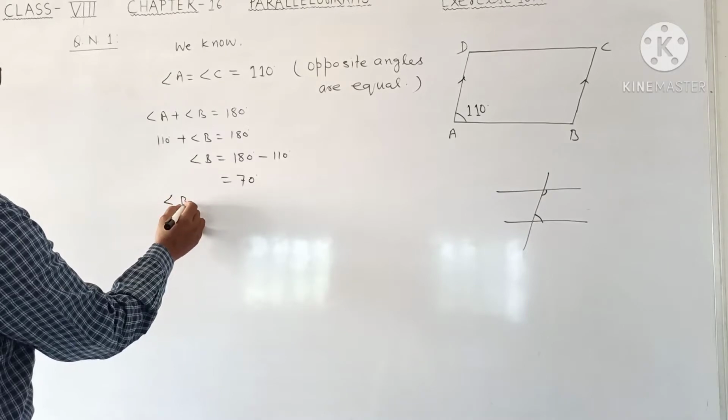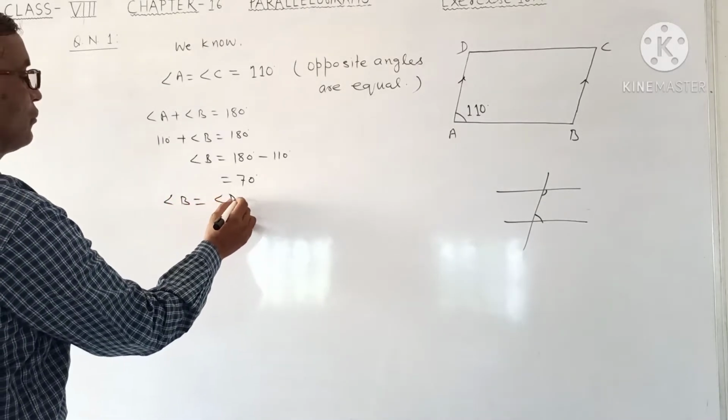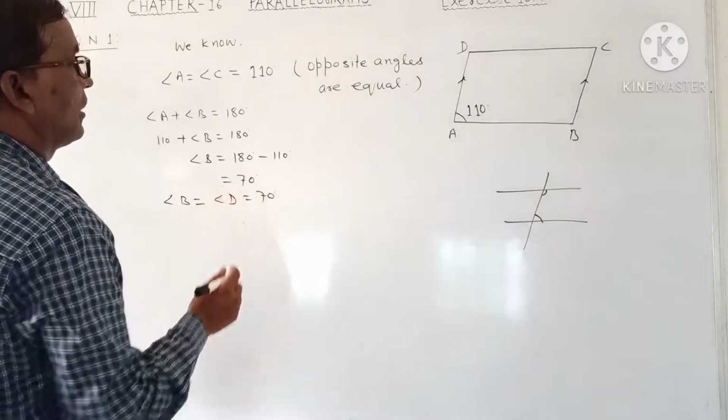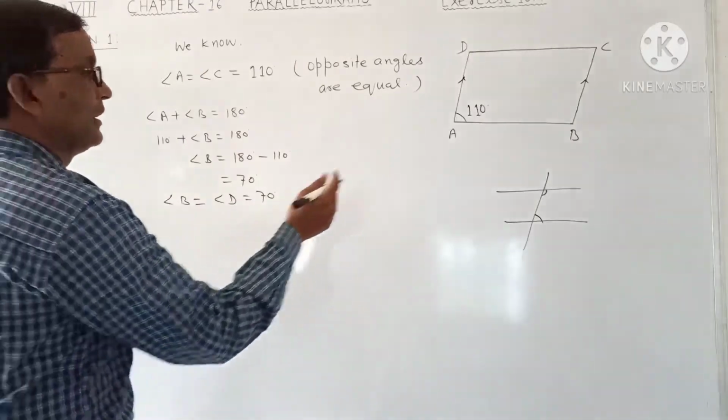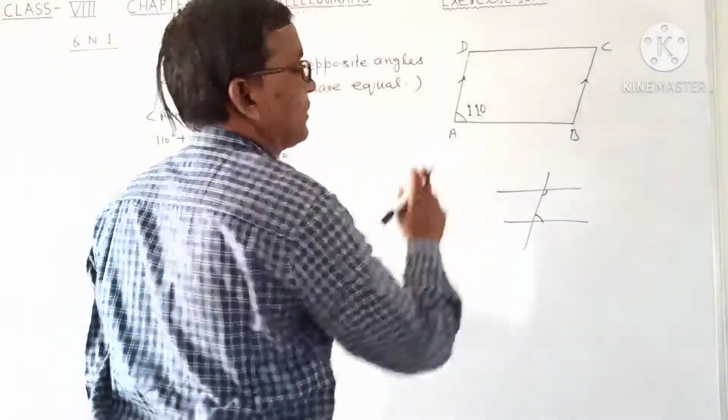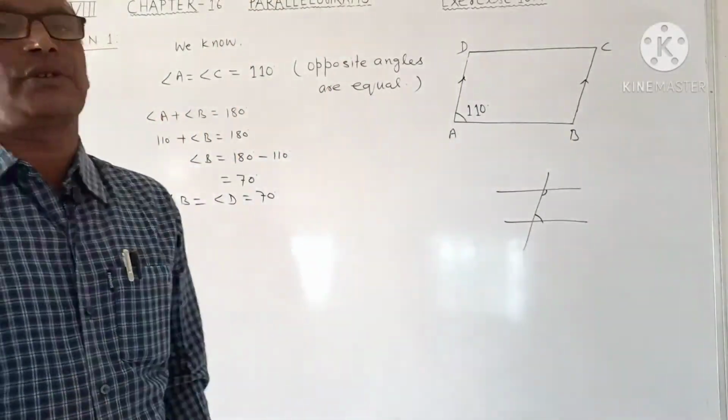And angle B equal to angle D equal to 70 degree. Opposite angles are equal. ये opposite angle है इसलिए दोनों एंगल आपस में equal होंगे. This is question number 1.